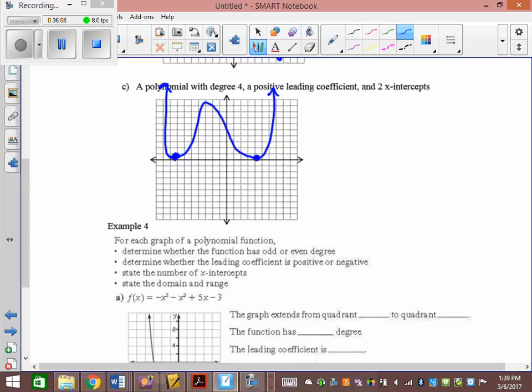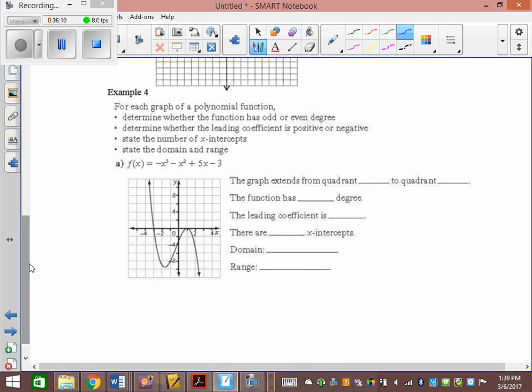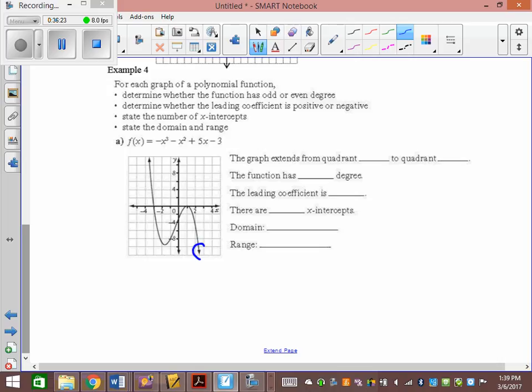Okay. For each graph of the polynomial function, determine whether the function has odd or even degree. Determine whether the leading coefficient is positive or negative. State the number of x-intercepts. State the domain and range. So we look on the right-hand side. Positive or negative? Negative. So it's from quadrant, remember 1, 2, 3, 4, so we go counterclockwise, it's 2 to 4. It's a negative leading coefficient.